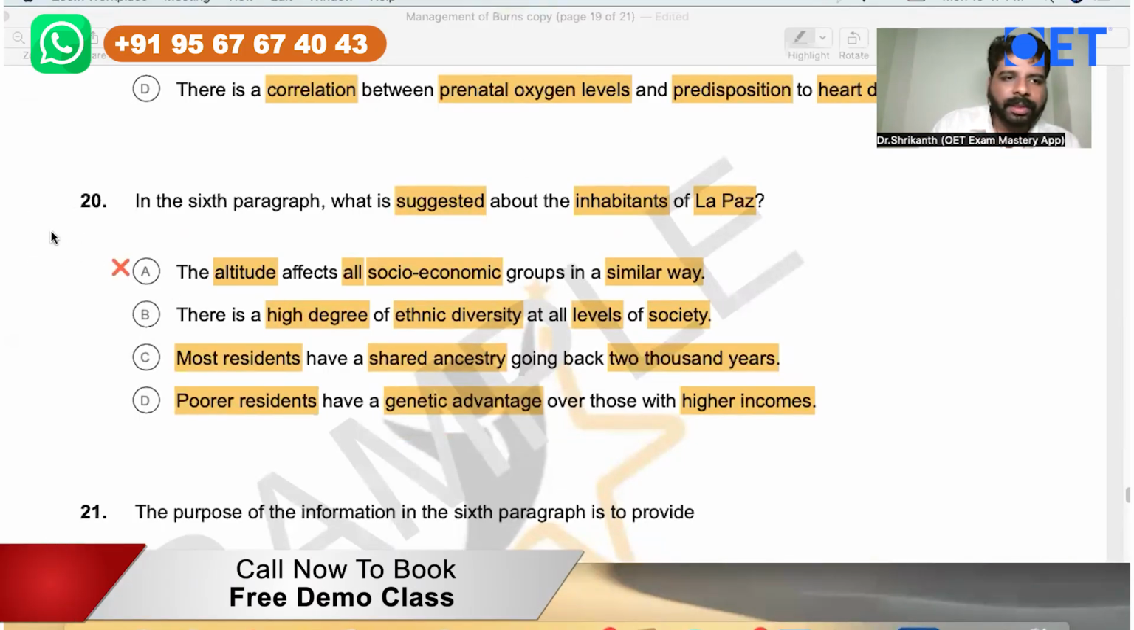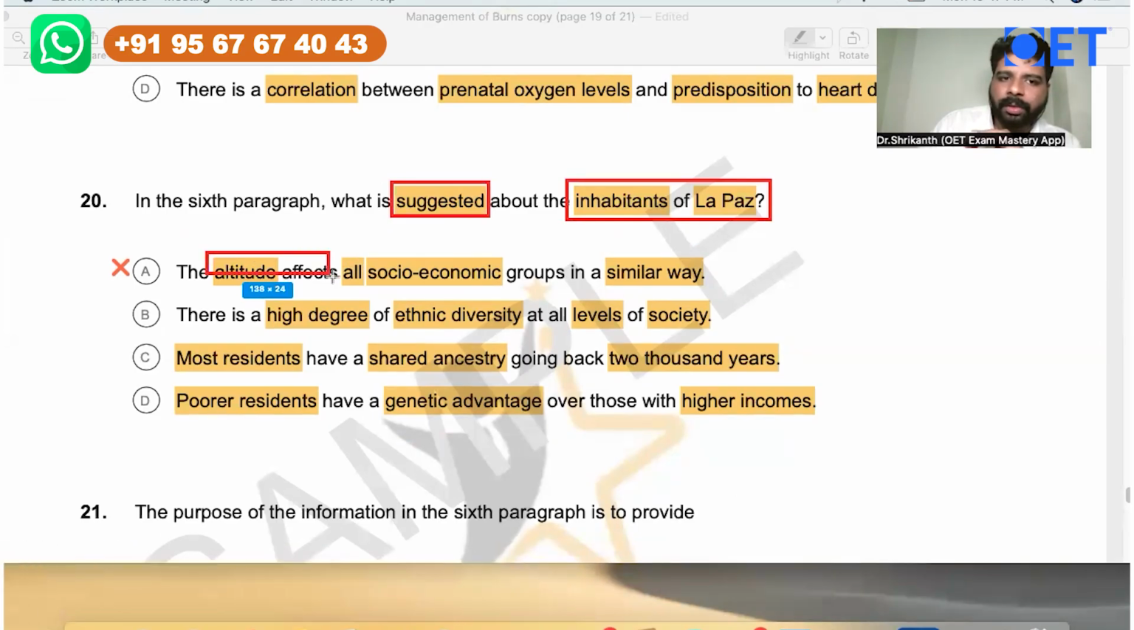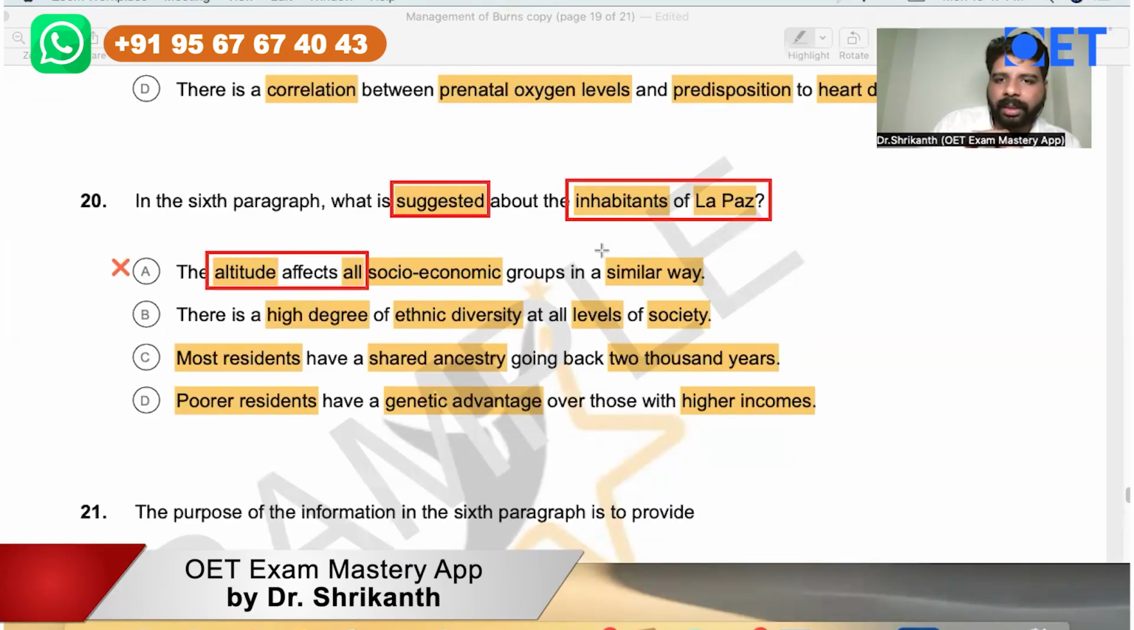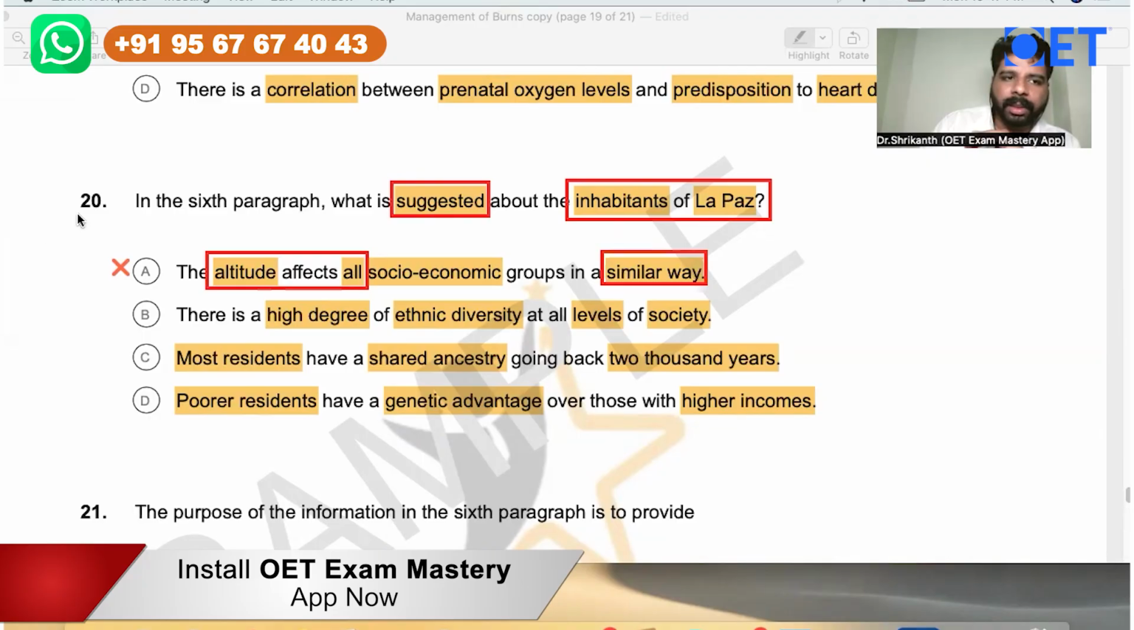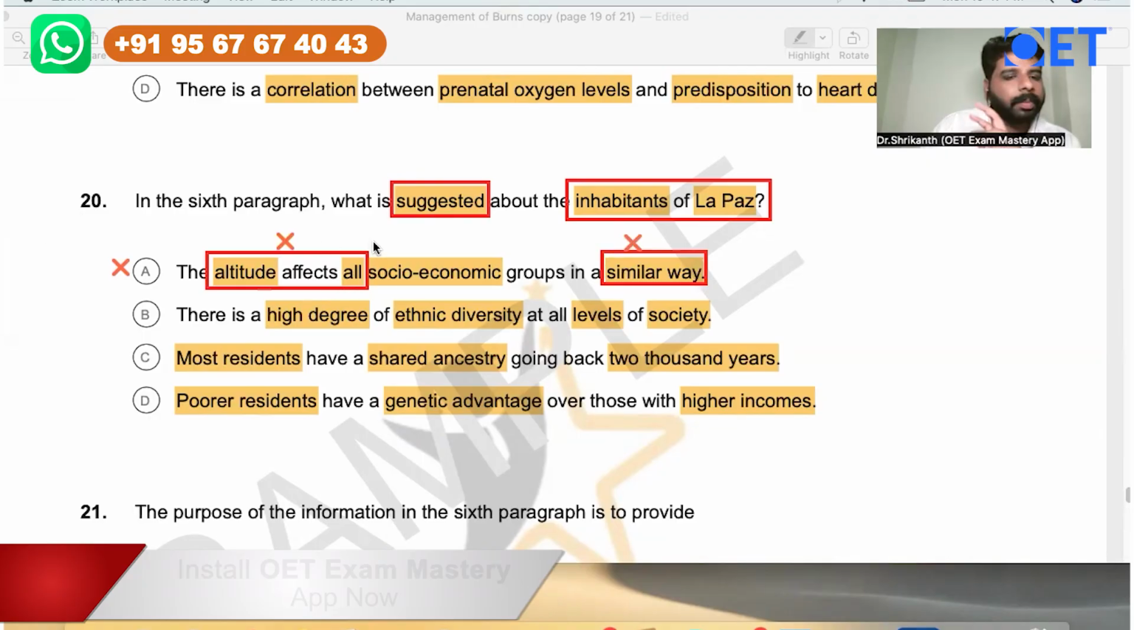So answer option A can be eliminated. What is the suggestion over here? The inhabitants, the people who are living in Rapas, the altitude does not affect. So here the verb is affects everyone similarly. It does not affect everyone similarly. It affects rich people and poor people differently. So answer option A is wrong.